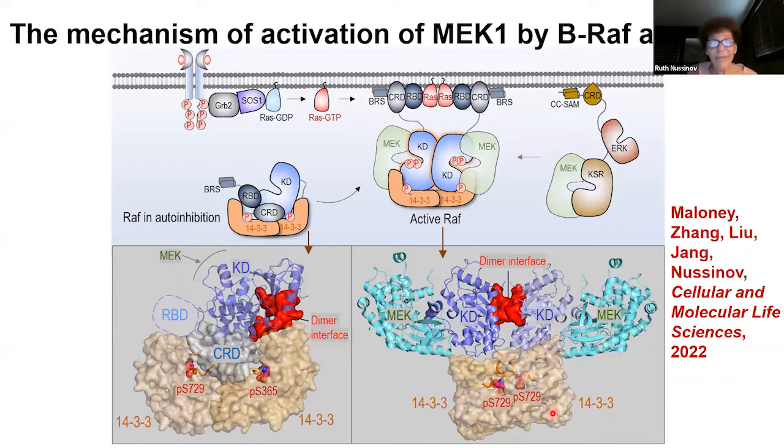Next, what we have done, and I'm not going to go into it, is how RAF's dimerization activates MEK, and the difference, and why RAF protein kinase activates MEK, and what happens to KSR, which is a pseudokinase. That should be coming out in Cellular and Molecular Life Sciences. In a future time, I will discuss this as well. No time to discuss everything today.